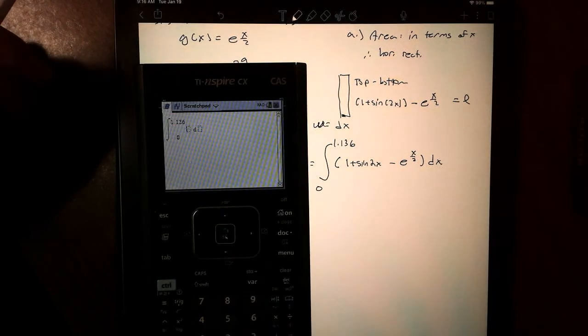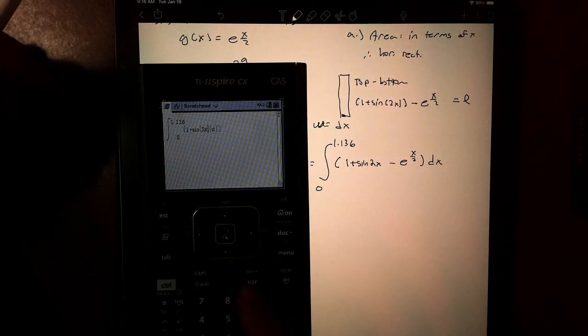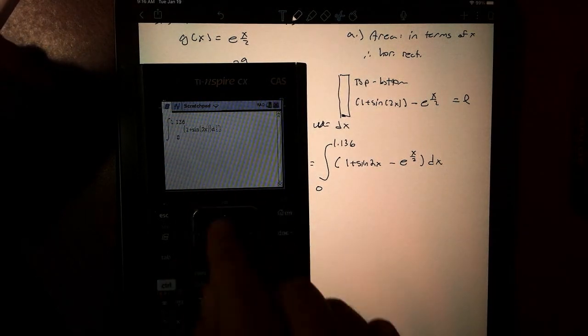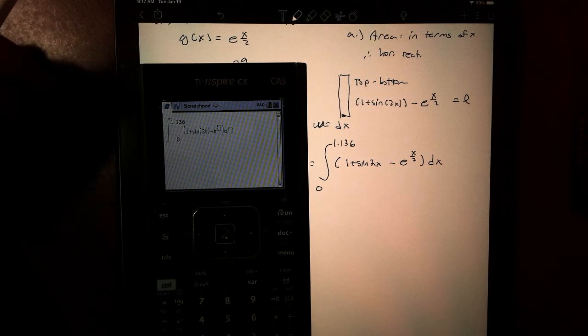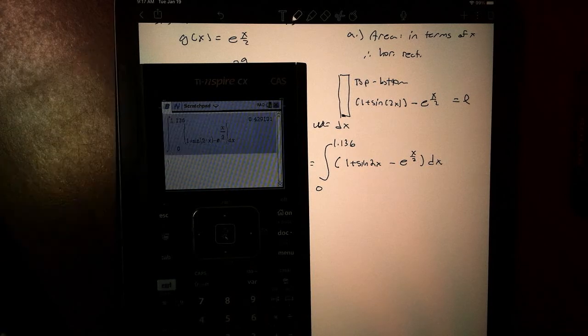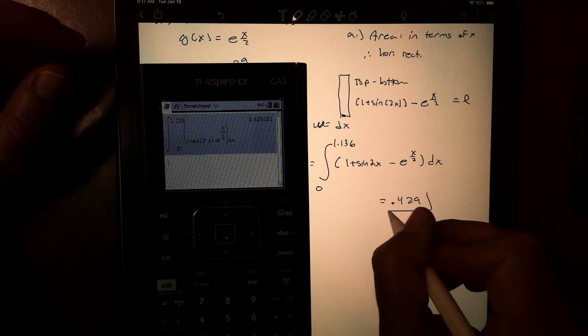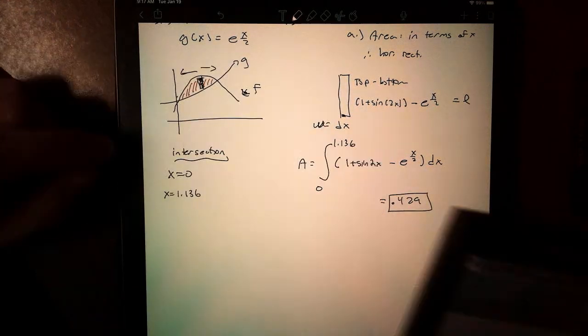Again, make sure you're in radian mode. 1 plus sine 2x. Get out of that parenthesis, be careful. Minus e to the x over 2. Don't forget your differential. Press enter. And we're going to get 0.429. And that would be the area of that little region.